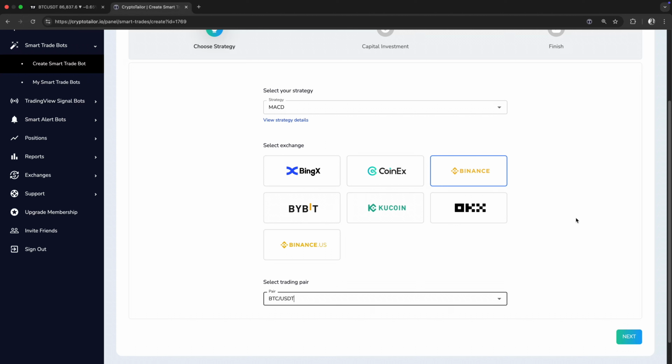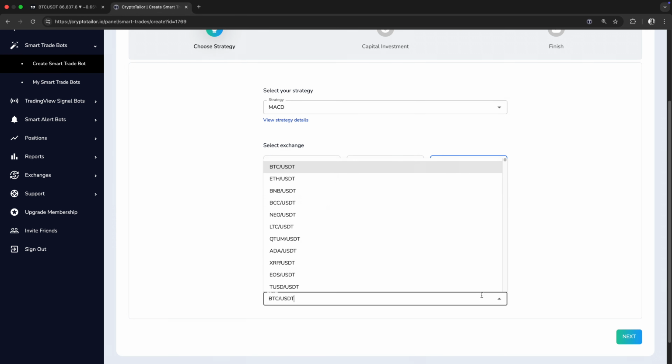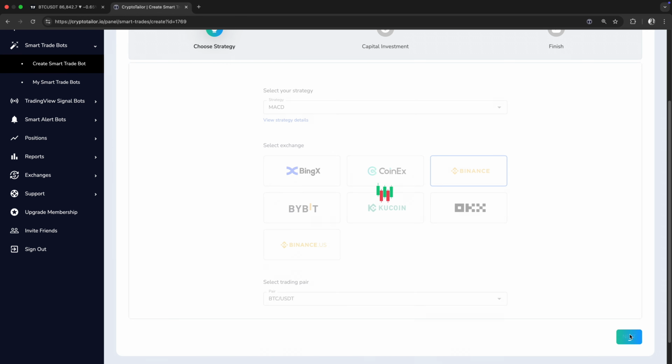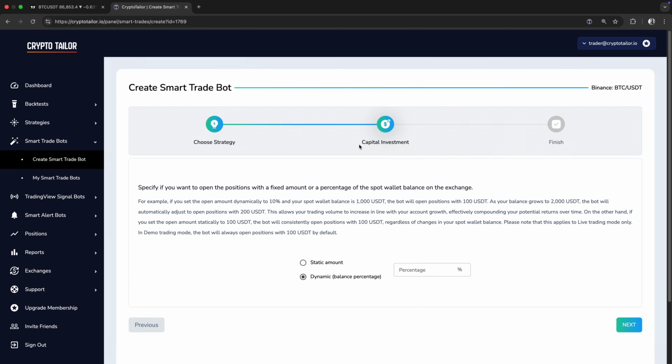If you'd like to monitor several trading pairs simultaneously, you can create multiple bots. In the next step, we'll configure the capital investment by deciding how much the bot should use for each position. There are two ways to do this, using a static amount or a dynamic percentage. With the static amount option, each trade will open using a fixed sum, such as 100 USDT. Regardless of the wallet's total balance, the bot will consistently allocate the same amount per position.